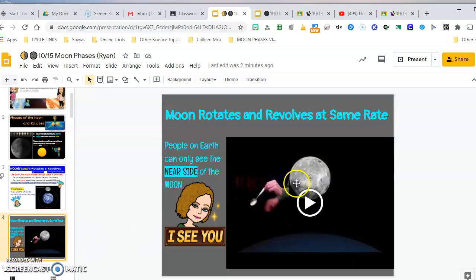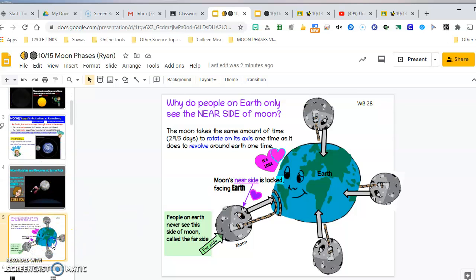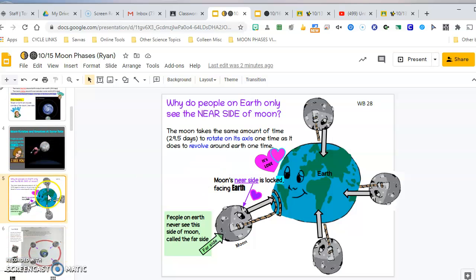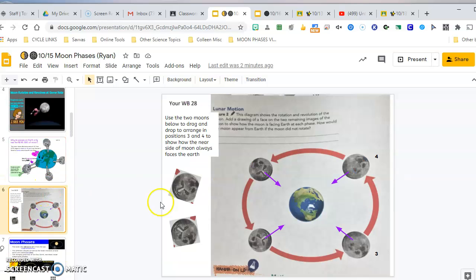Now in this video linked in this slide, you'll be able to see an explanation as to why we only see the near side. In this diagram, you can see the moon is locked face to face with the Earth as it makes one complete revolution. We're going to look at our workbook page 28 to be able to see how we can make a model. I've also linked this workbook page here to slide 6.